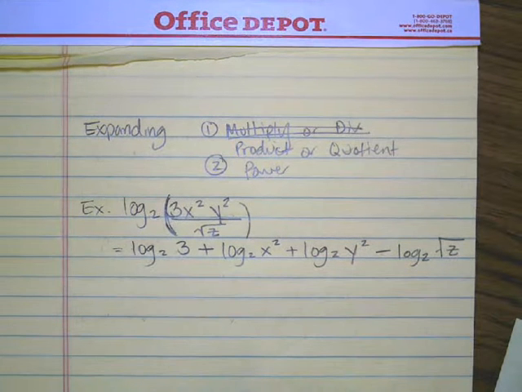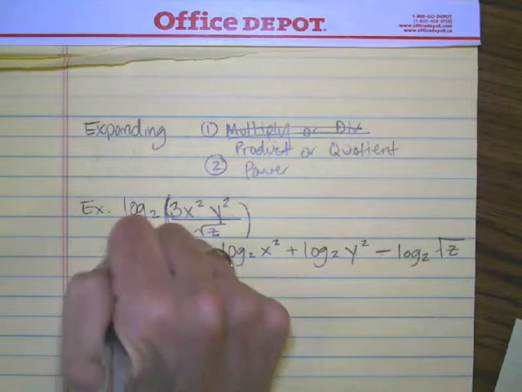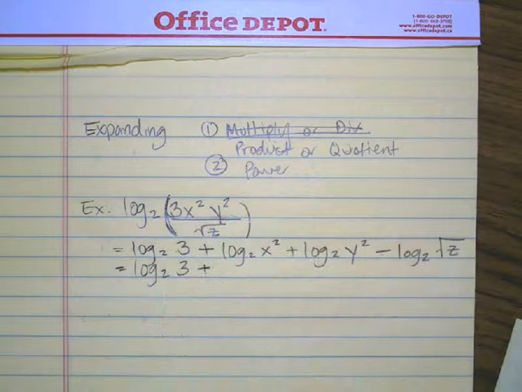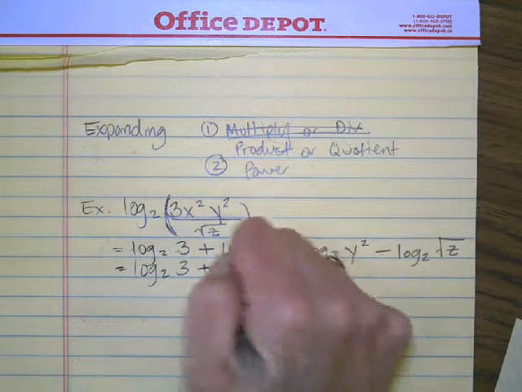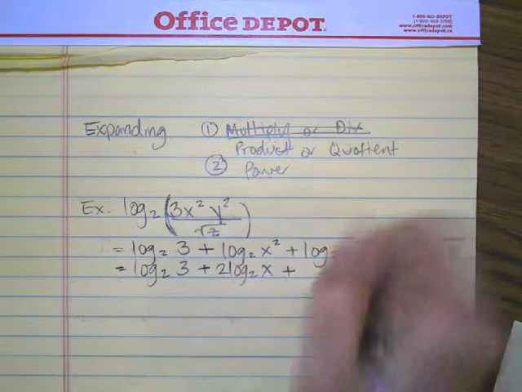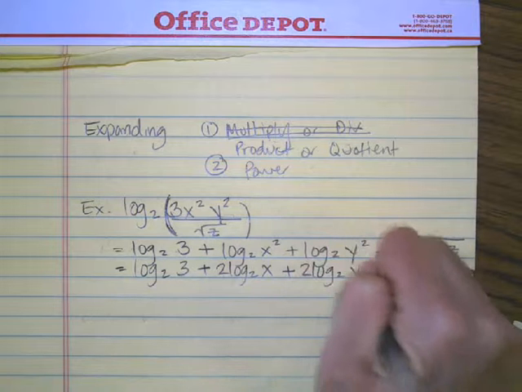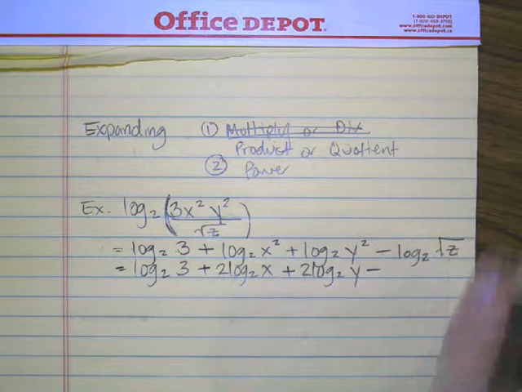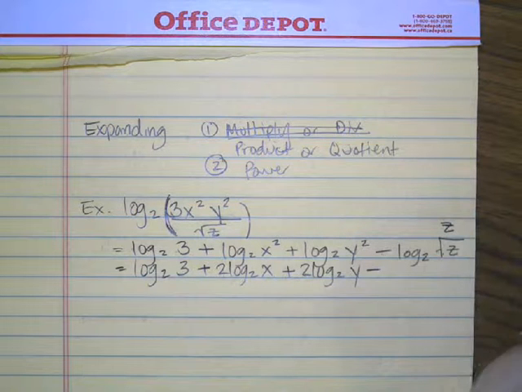Okay, so now we're going to bring the powers out, okay? This is log base 2 of 3, it has no power. Plus, what's the power here? 2, so it comes out in front. 2 log base 2 of x plus 2 log base 2 of y. Good. Now, this one's tricky. If this is a square root of z, it's the same thing as z to what power? No negatives. 1/2. Good.